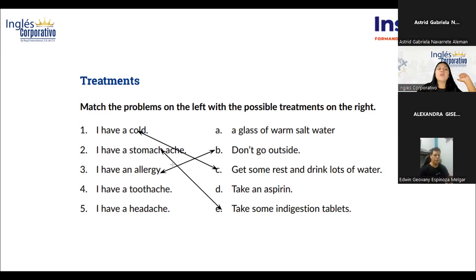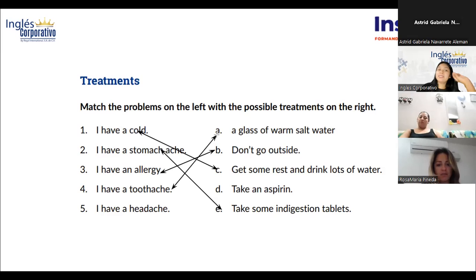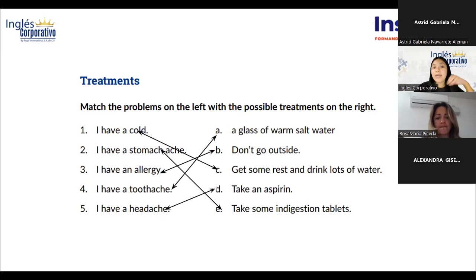Don't go outside. Okay, what about I have a toothache. A glass of water. Take an aspirin. Okay. But in this case, I have a headache. Take an aspirin. Yes. Okay, guys.